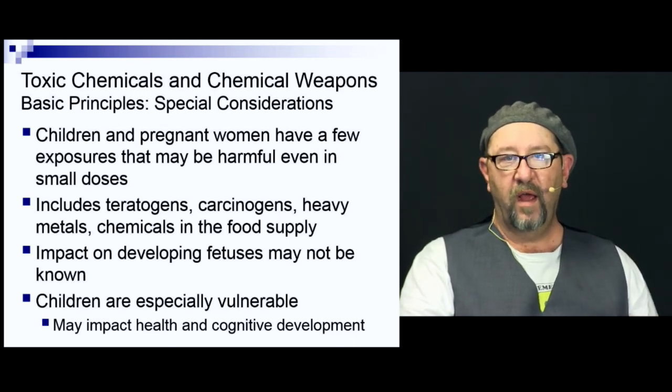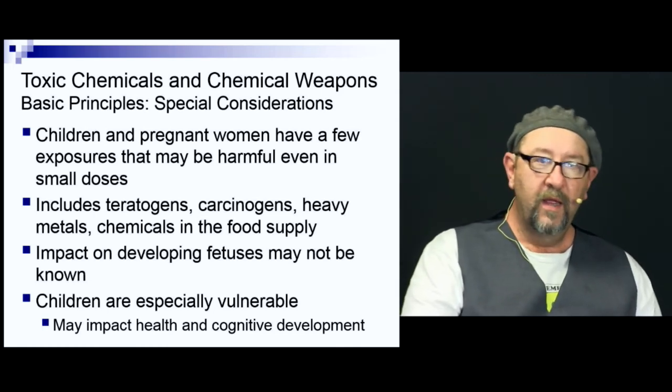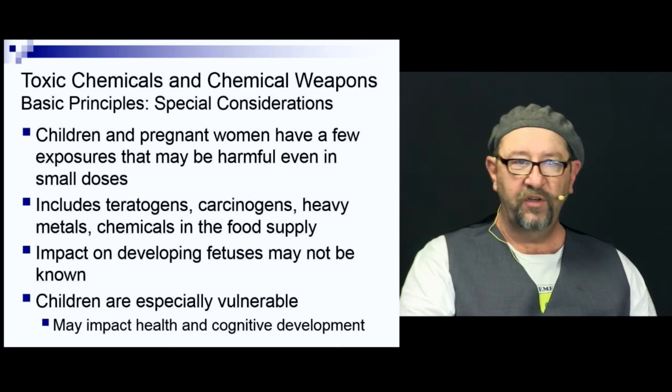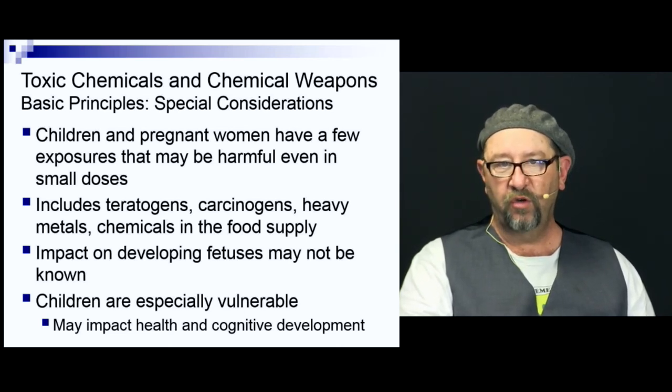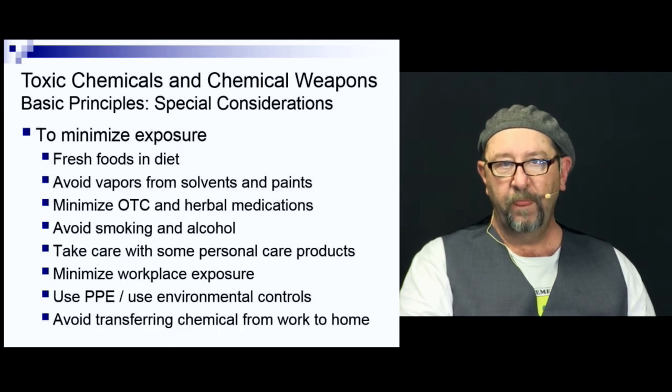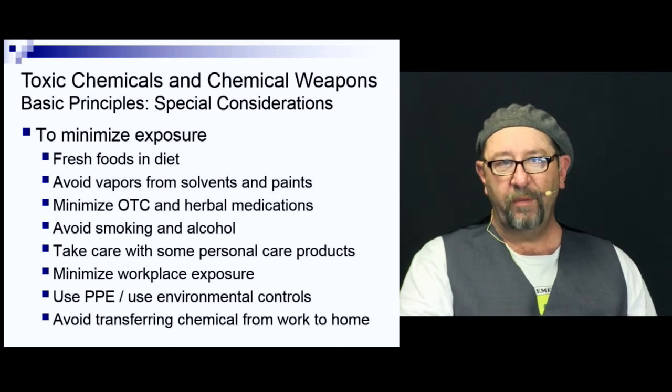Children and pregnant women have a few exposures that may be harmful even in small doses. We've already made reference to the two pills can kill thing. There are teratogens and carcinogens. The impact on developing fetuses may or may not be known. Children are more vulnerable to some of these. And some special considerations in terms of toxic chemicals and chemical weapons.